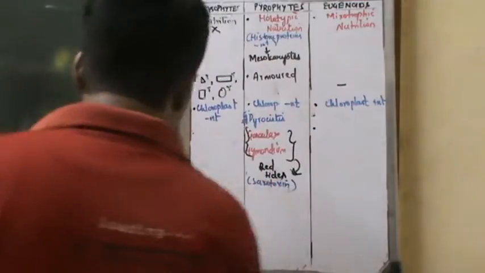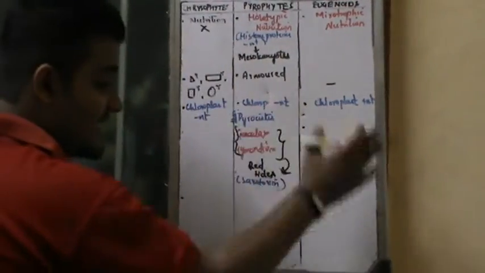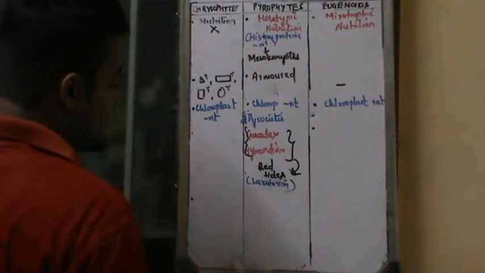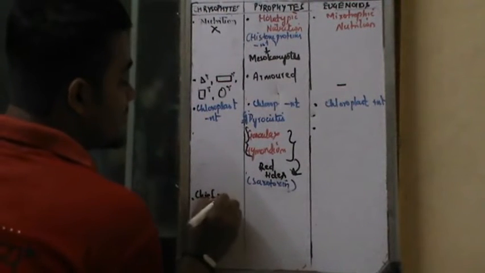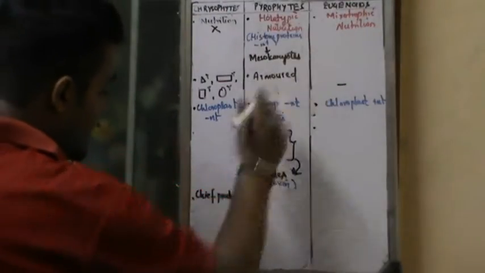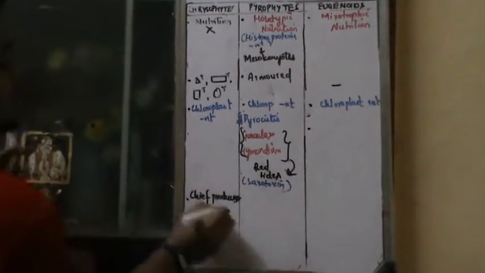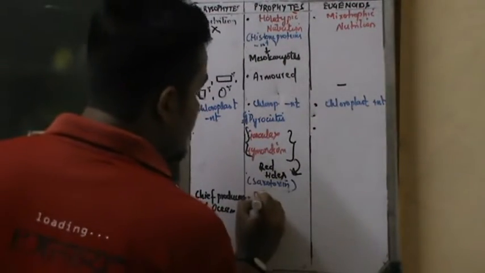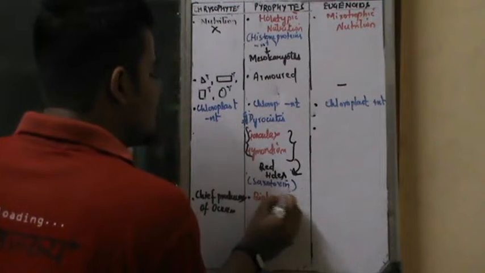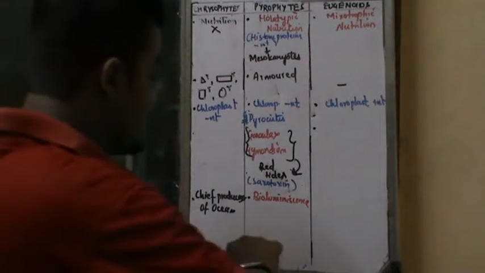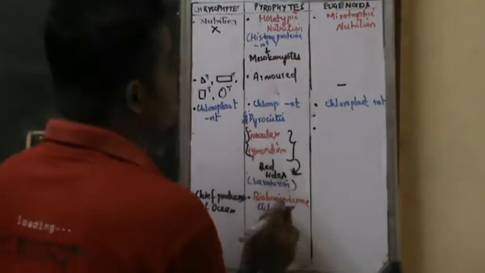Other than this, a very unique property, NCERT line, exemplar, PMT 2014, NEET 2017: the chief producers of oceans are diatoms, chrysophytes, not others. The very unique property shown by pyrophytes is bioluminescence. What is bioluminescence? It is the particular property to glow. The word is very important. The property to glow in the night is shown by pyrophytes.